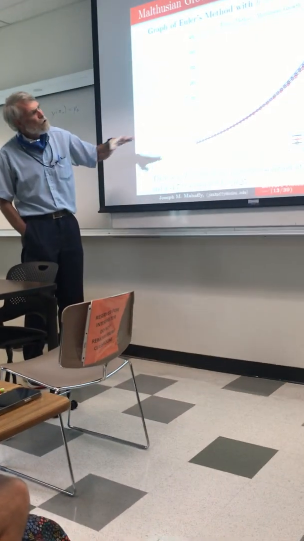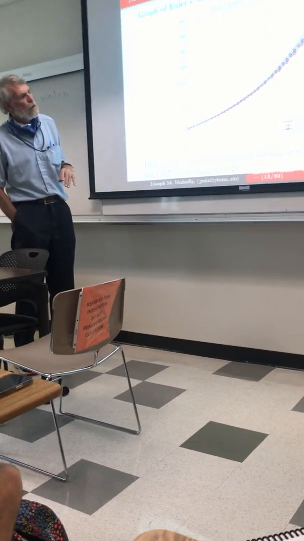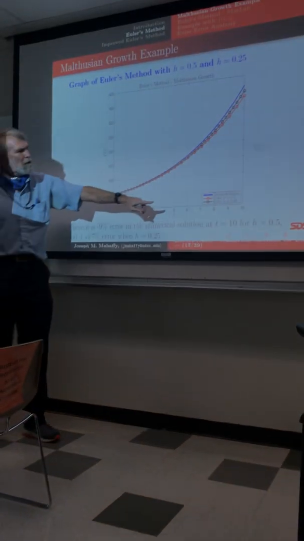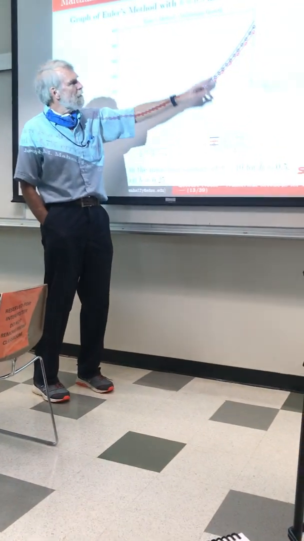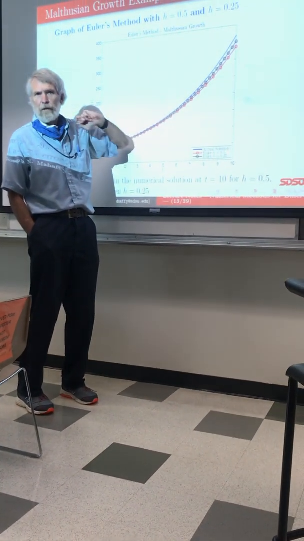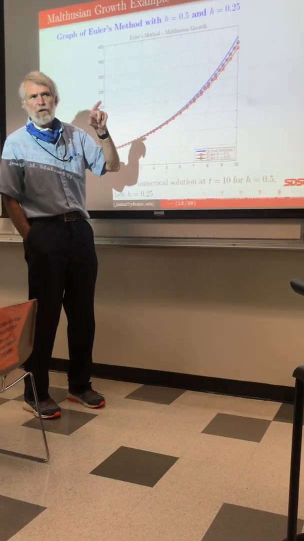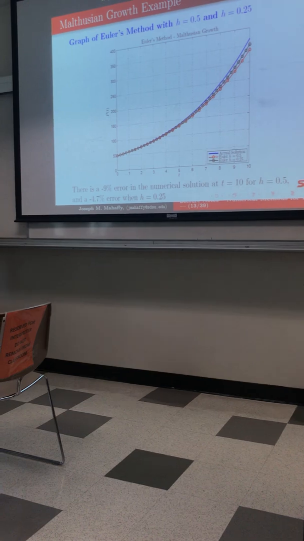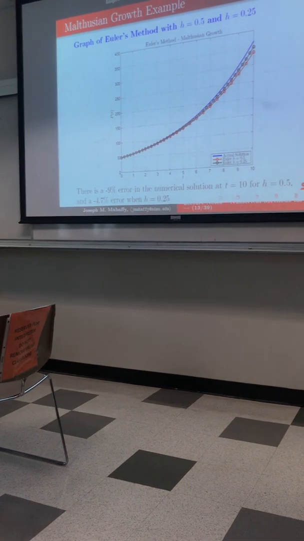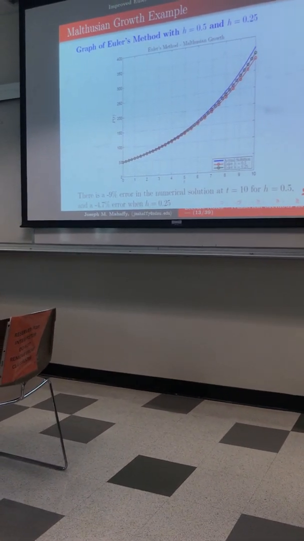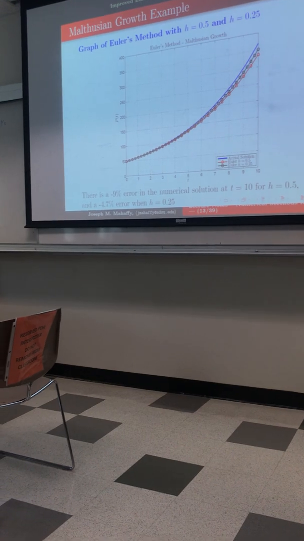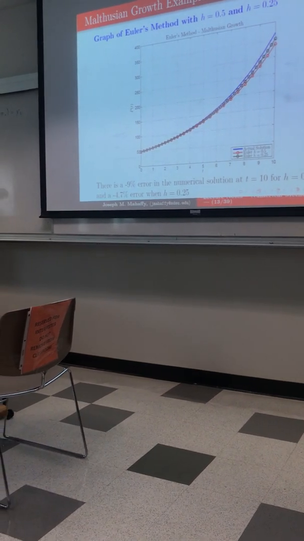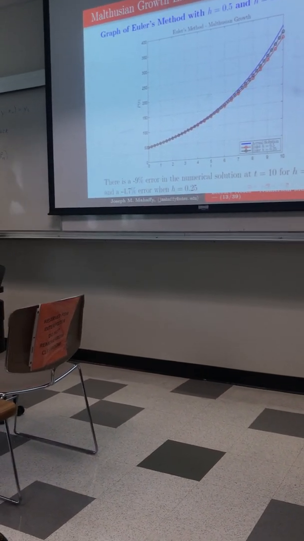Now, one thing you should sort of see is, pictorially, when I do the step size of 0.25 versus 0.5, isn't there sort of half the error? So I drop the step size in half, the error drops by half. That's called order h. Order h is not good. That's why we don't use Euler's method.